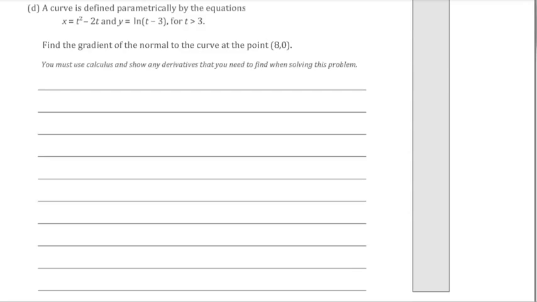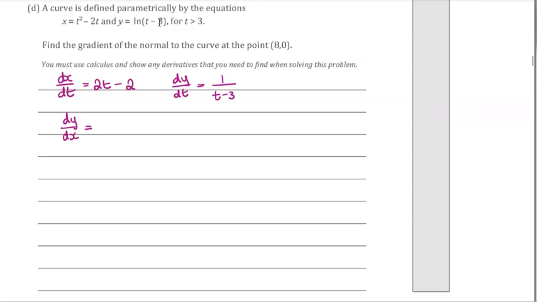For part D, we have parametric equations. So you've got x in terms of t, y in terms of t. So we differentiate each one with respect to t first. So if we differentiate, dx by dt, we get 2t minus 2. And if we differentiate to find dy by dt, we'll get 1 over t minus 3. So just differentiating each of those terms.